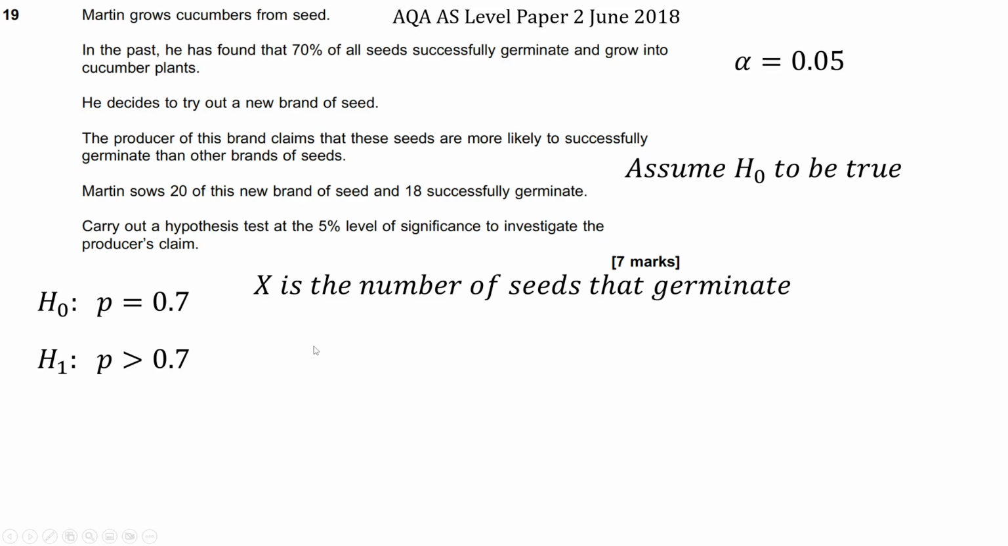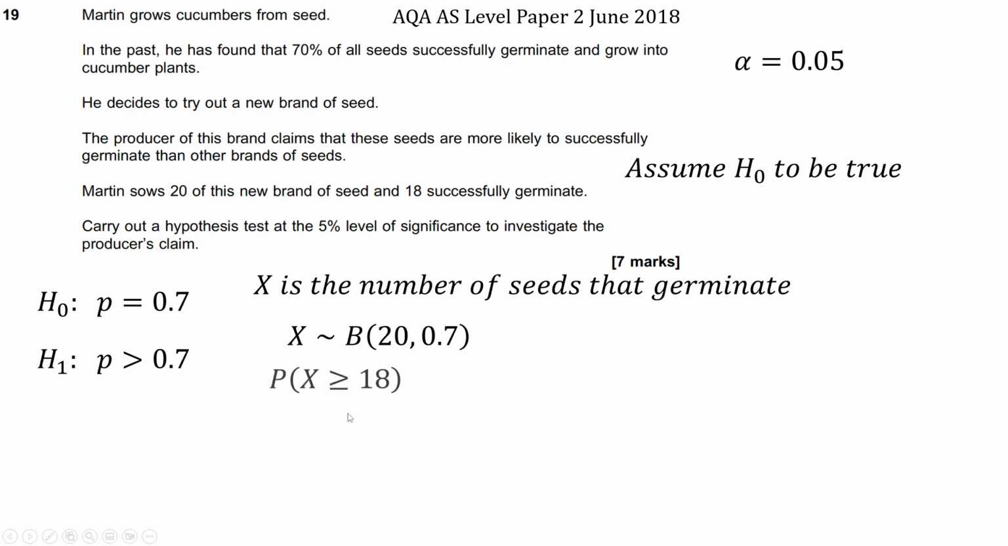Next we set up what the distribution looks like. So we're saying that X is distributed binomially with a sample size of 20, because the sample size is 20, and then the probability, remember, p, being 0.7. That's because we assumed H0 to be true. Now Martin said 20, and he's saying that 18 successfully germinated. So if this person's claim is true, then we're expecting this to be greater than 18.